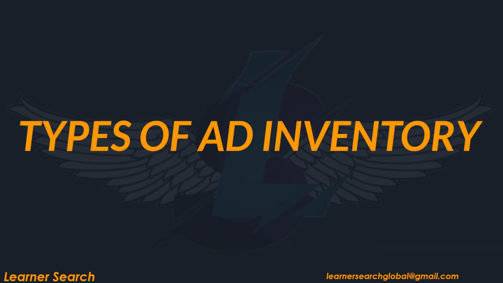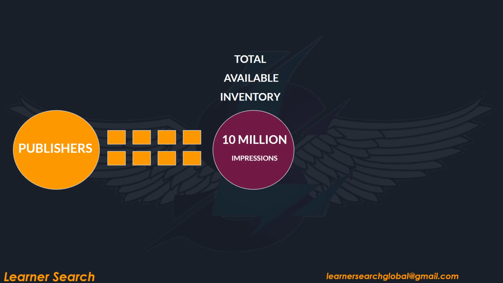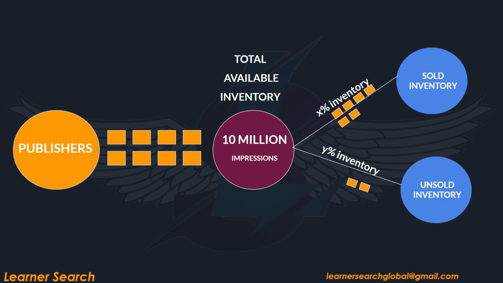Based on the concepts we discussed till now, we shall look into different types of inventory. A publisher is ready to sell 10 million impressions. Depending on the market value and demand, there are 2 types of inventory. First is sold inventory, in which a certain percentage of the inventory is sold to advertisers. Another type of ad inventory is unsold, which means the leftover impressions not purchased by anyone. Here, premium inventory refers to inventory that has been sold, and remnant inventory refers to unsold inventory.